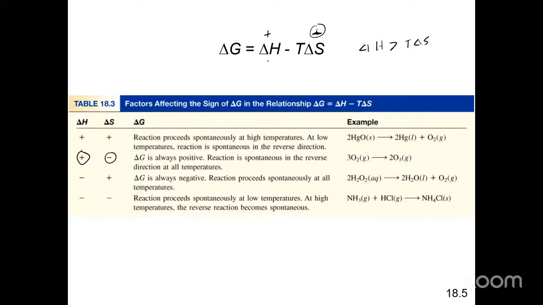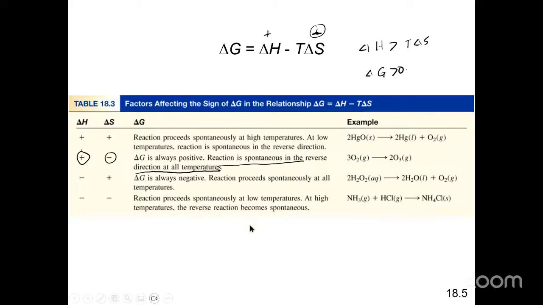So that means that basically delta G is going to be positive, which means that the reaction will not be spontaneous going from left to right. It will be non-spontaneous going from left to right, which means that it's going to be spontaneous going from right to left. So that's why it says here, the reaction is spontaneous in the reverse direction at all temperatures. Doesn't matter what the temperature is, right? The reaction is going to be spontaneous going in the reverse direction, right?